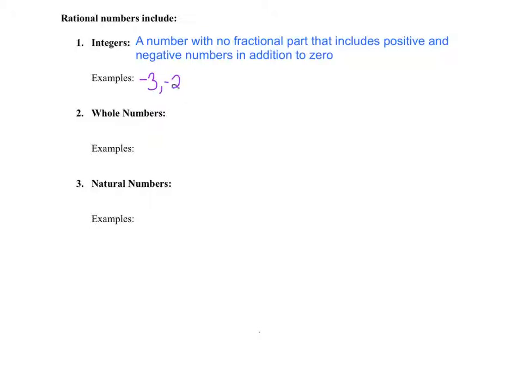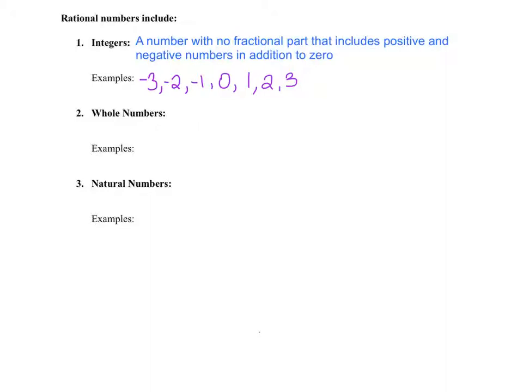-2 is an integer. -1 is an integer. We have some negative numbers. It also includes the number 0 as an integer, and then also our positive numbers, for example, 1, 2, and 3. So we have negative numbers, 0, and positive numbers with no fractional parts included as integers.